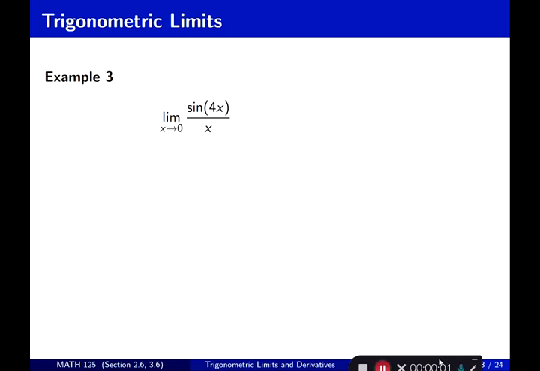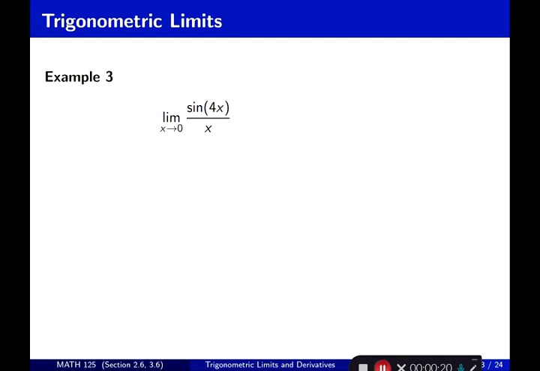We're continuing with sections 2.6 and 3.6, and this is trigonometric limits. We're doing example 3, the limit as x approaches 0 of sine of 4x over x. Oh, this looks a little bit like an identity we did before.